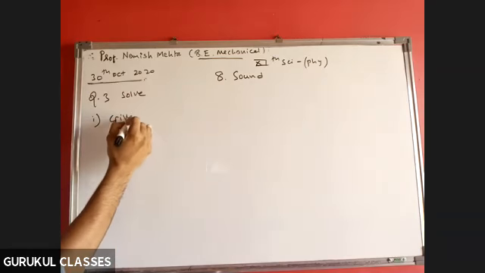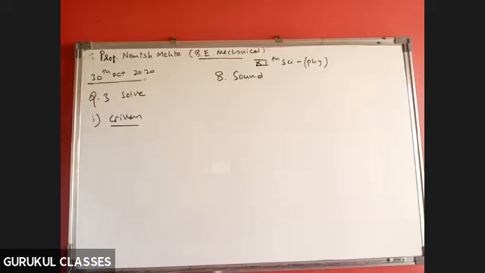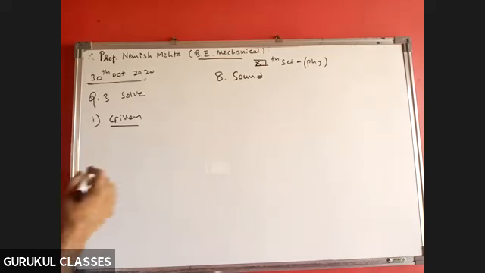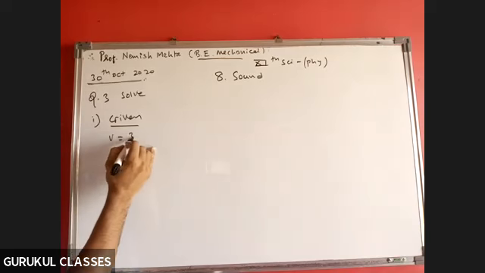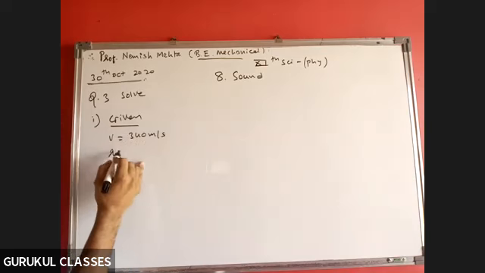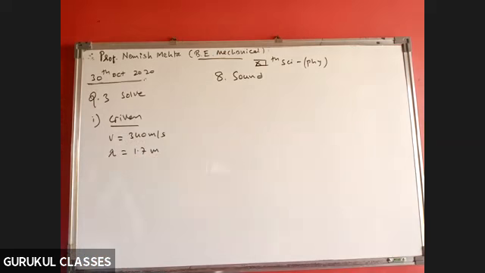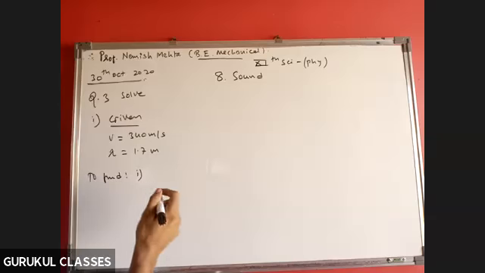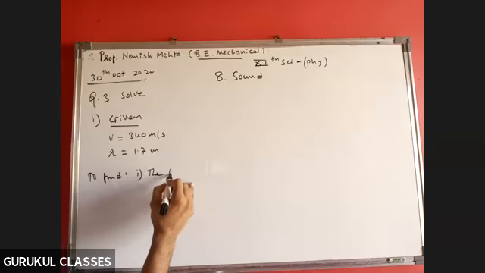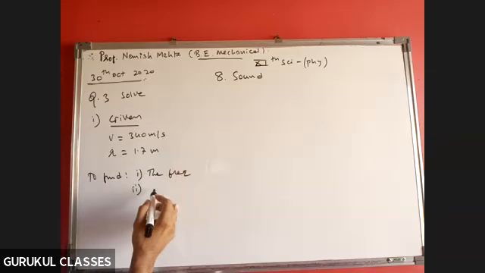A certain sound wave in air has a speed of 340 meter per second and a wavelength of 1.7 meter. Speed means v, 340 meter per second. Wavelength means lambda, 1.7 meter. For this wave, calculate the frequency, and second one is the period.